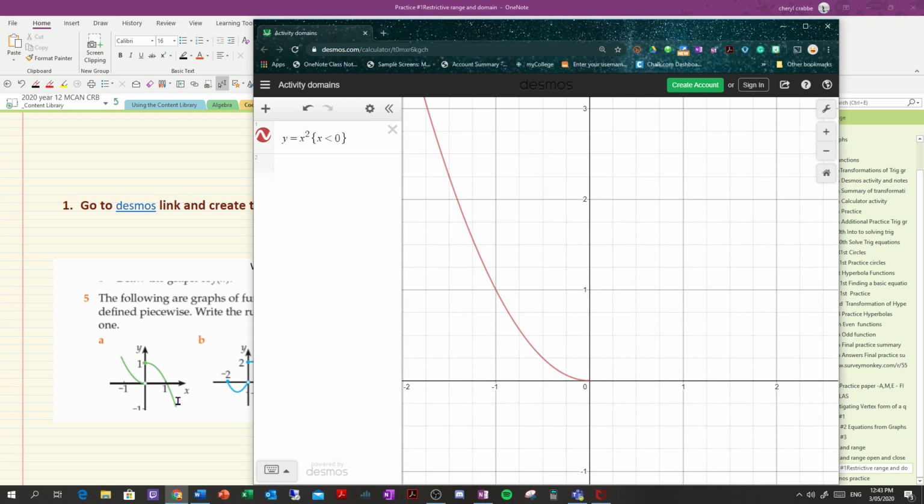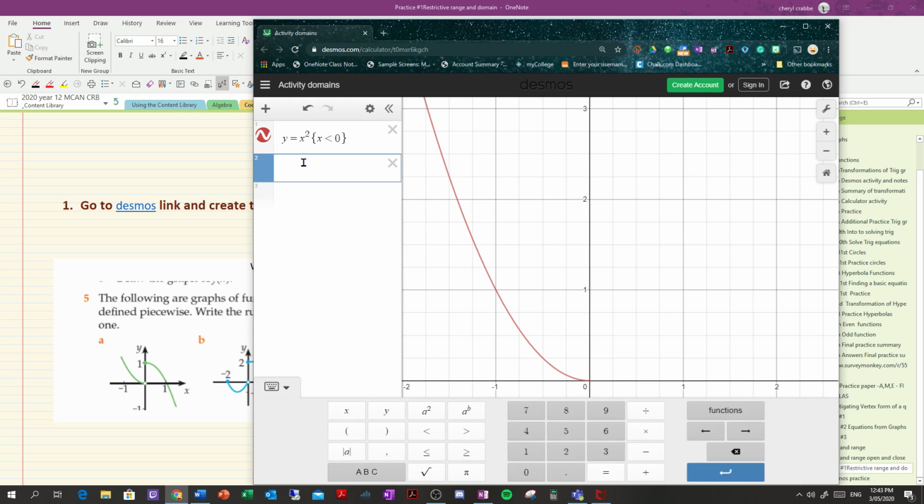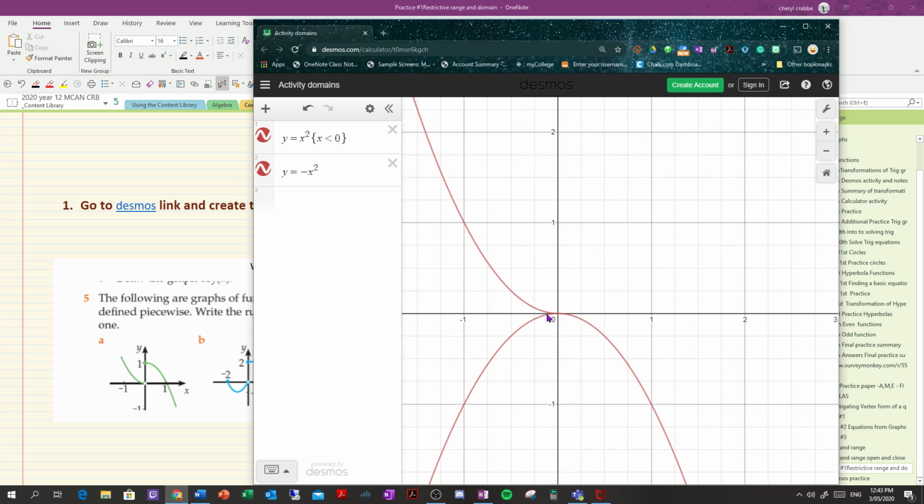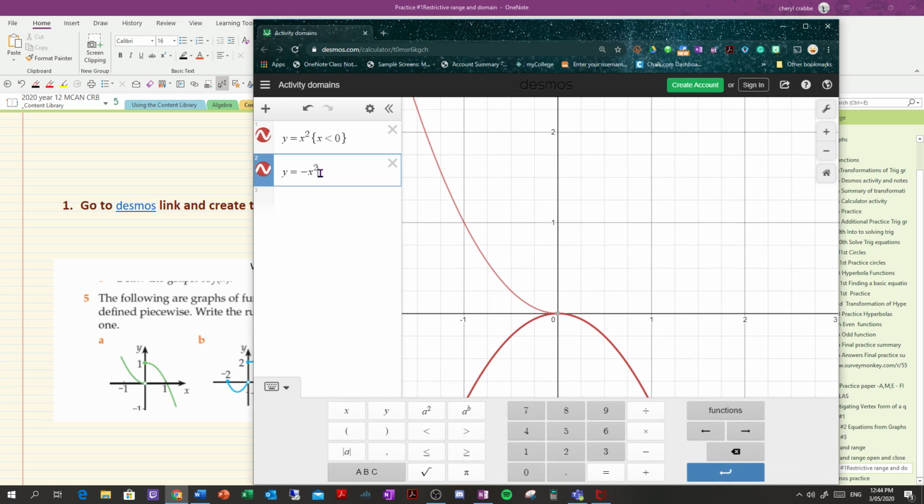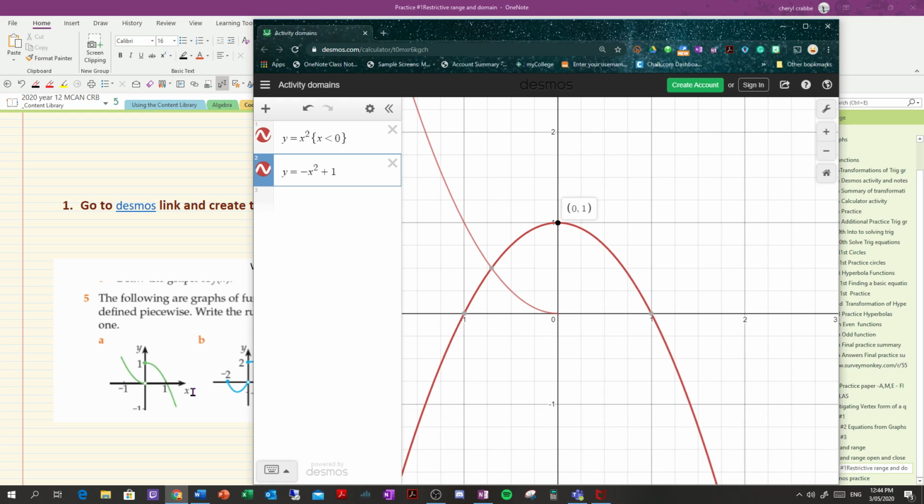Now, we need the second part. What is the second part? Well, that's an upside down graph. So it's going to be y is equal to negative x squared. But that's not going to be sufficient because look where the vertex is. The vertex is at (0, 1). So there's not going to be anything applied to the x because it hasn't shifted right or left, but it's going to be up 1. So it's going to be plus 1.